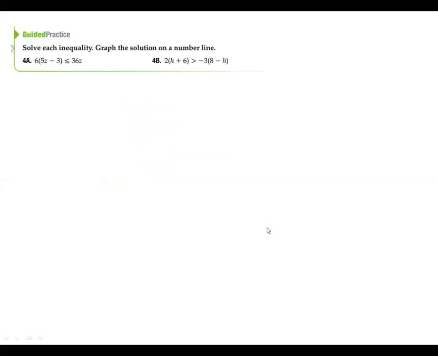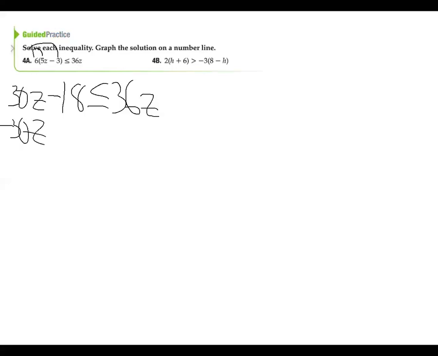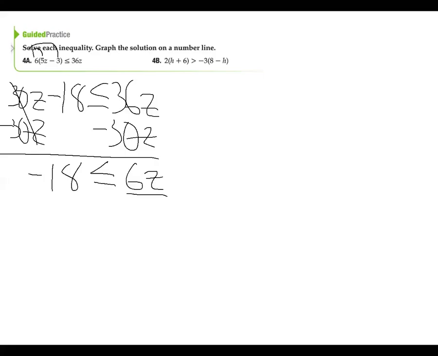All right, let's solve these. Go ahead and graph them on a number line as well. Pause the video. Okay, we're back. So number 4a, I'm going to distribute the 6 and get 30z minus 18 is less than or equal to 36z. Now I'm going to subtract 30z from both sides and have negative 18 is less than or equal to 6z. Divide both sides by 6.